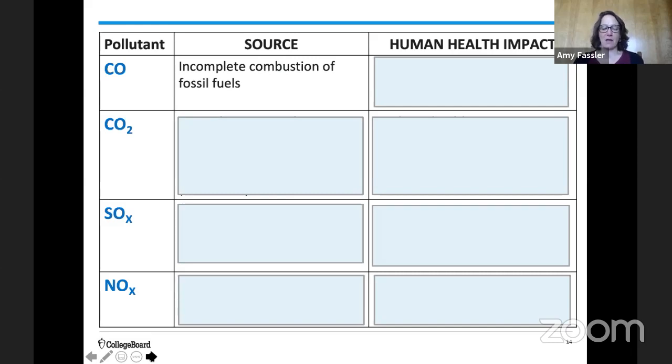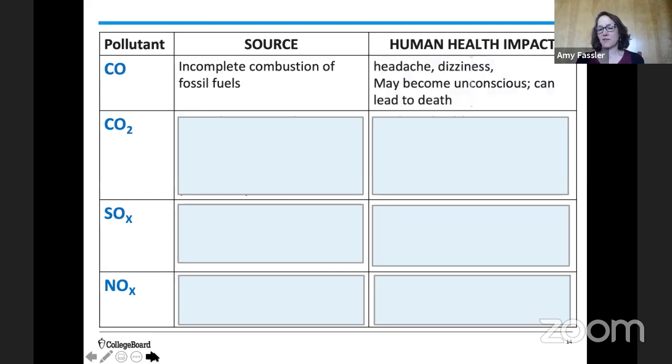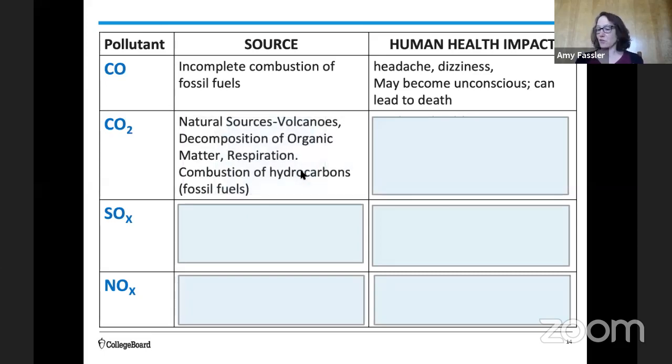Remember, that's when my furnace or my gas isn't being burned at quite high enough temperature, or something's not working right, and instead of carbon dioxide, I get carbon monoxide. The thing about carbon monoxide, you're going to see a lot of common human health impacts for all of these pollutants, a little bit generic, some of them more specific. But the thing about carbon monoxide is it interferes with the ability of hemoglobin to transport oxygen. So my brain gets deprived of oxygen, and it could lead to unconsciousness and even death. Carbon dioxide, we had the natural source from volcanoes.